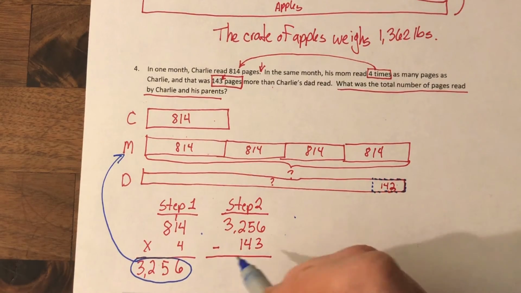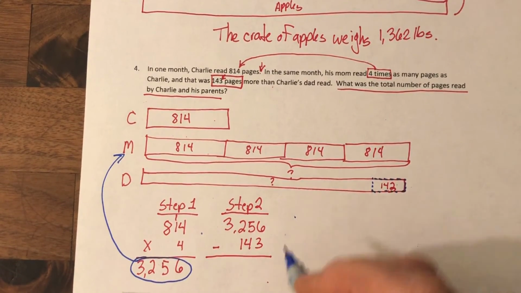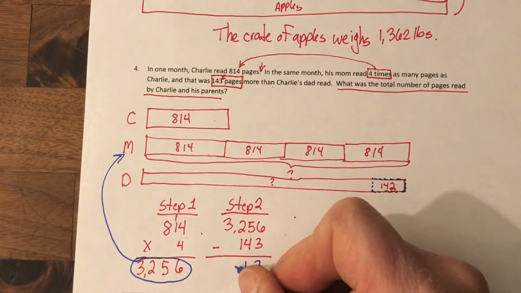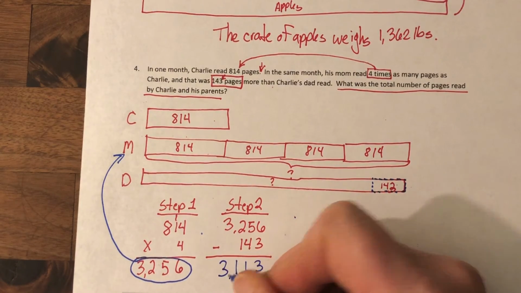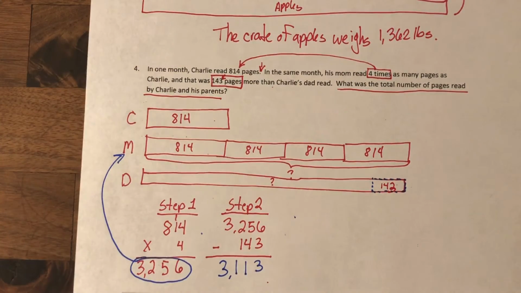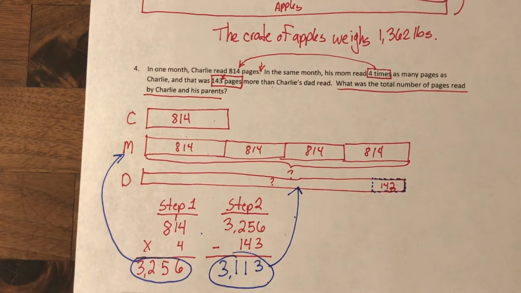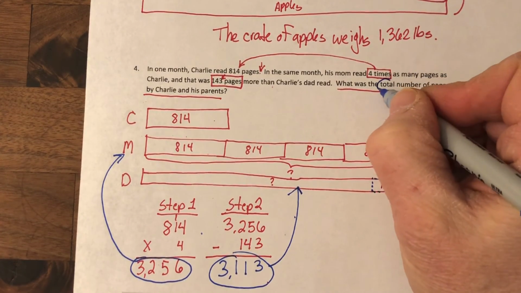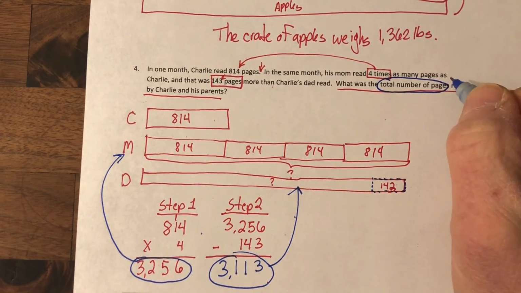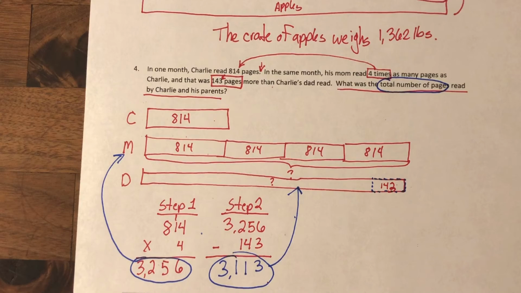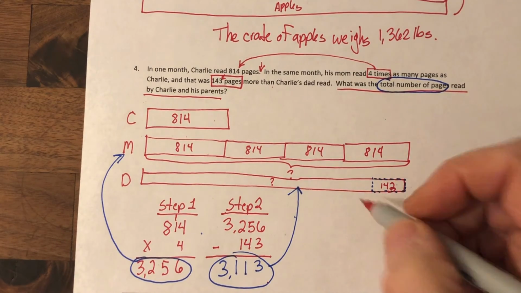All right, so let's subtract, and I can find out how much Dad read. 6 minus 3 is 3, 5 minus 4 is 1, 2 minus 1 is 1, and 3 minus nothing is 3. Oh, that was nice. No regrouping. I didn't have to borrow or anything. That's great. So this is how much Dad read. 3,133 pages. Okay, that's how much Dad read. All right, now what's the question asking me again? It says, what is the total number of pages read by Charlie and his parents? So I have to add all of them up. All right, I can do that. So step 3 is to add them all up.